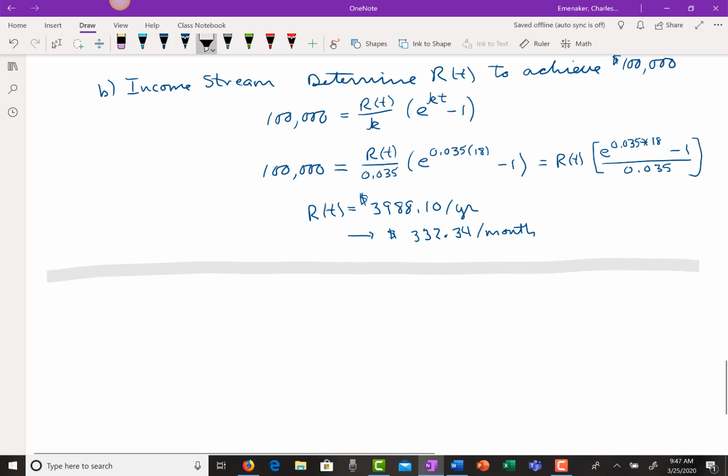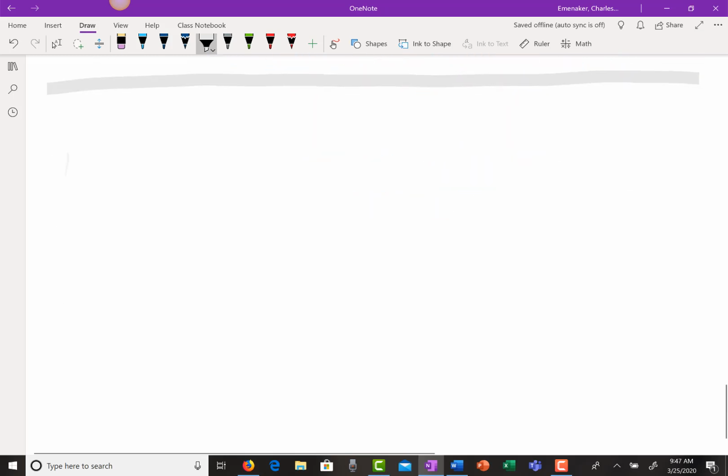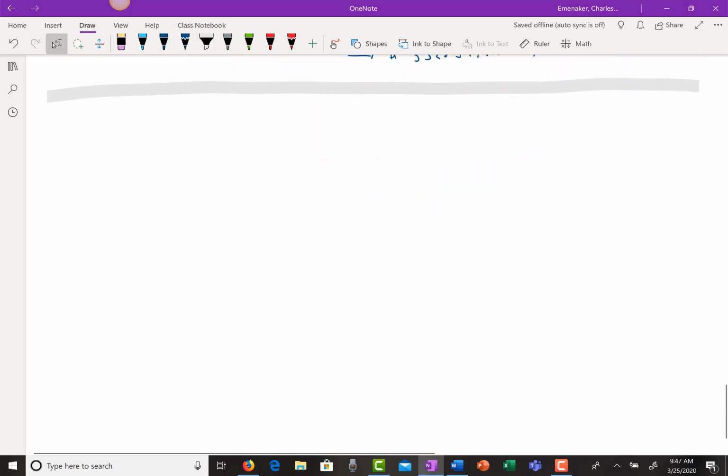Alright, in the next example, example 6, which is found on page 488. Let's try changing that.